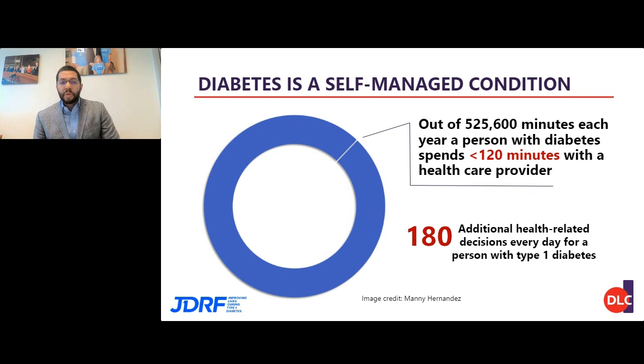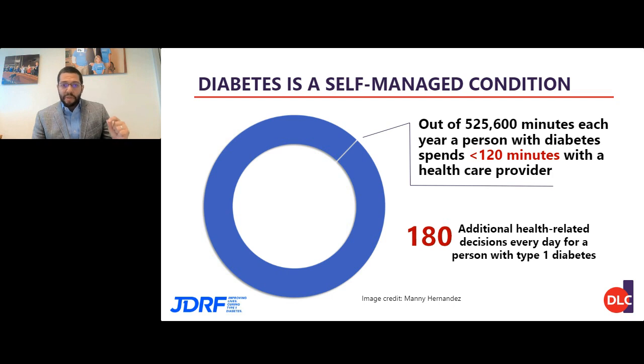And I think one of the things we really want to underscore here as you're thinking about your benefit design is diabetes is a self-managed condition. So for those who are Rent fans, I'm not going to sing it, but 525,600 minutes in a year. Of that time, roughly 2 hours, maybe less, are spent with a healthcare provider. And so folks with diabetes are really doing this themselves with the support of their provider. And someone with type 1 is making 180 additional health-related decisions every day.